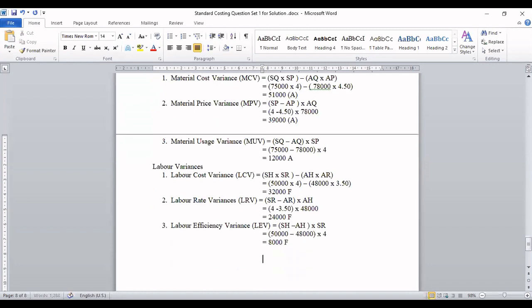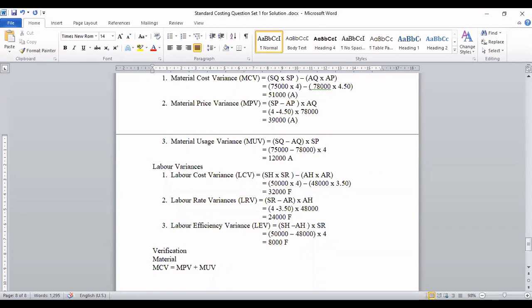Now, the last part, we will do the verification. Is verification compulsory in everything? Yes, I feel you have to do it. It hardly takes some time. For material, the verification is: material cost variance MCV equals MPV plus MUV. This will give you a more correct answer.